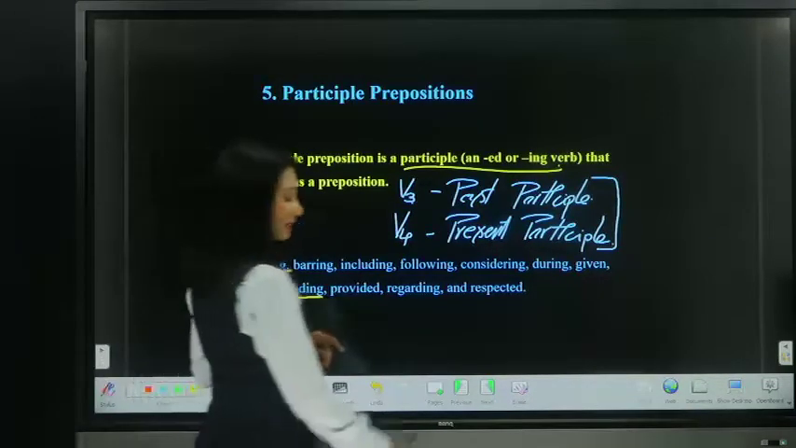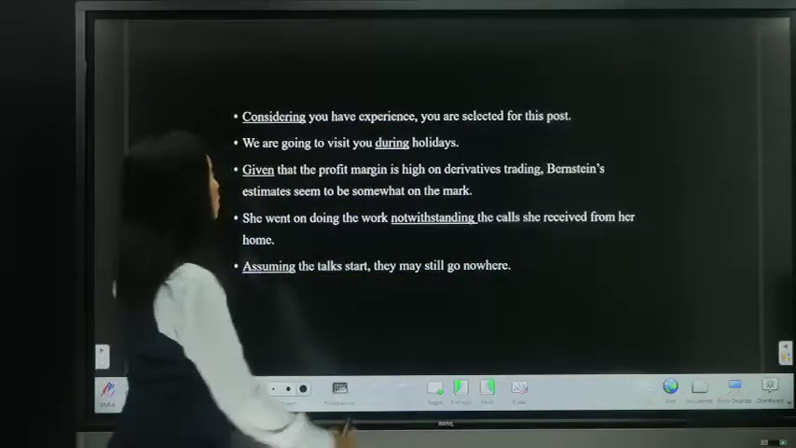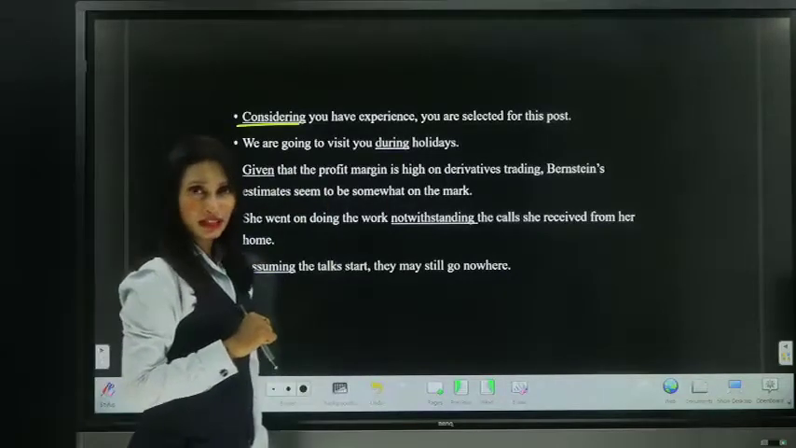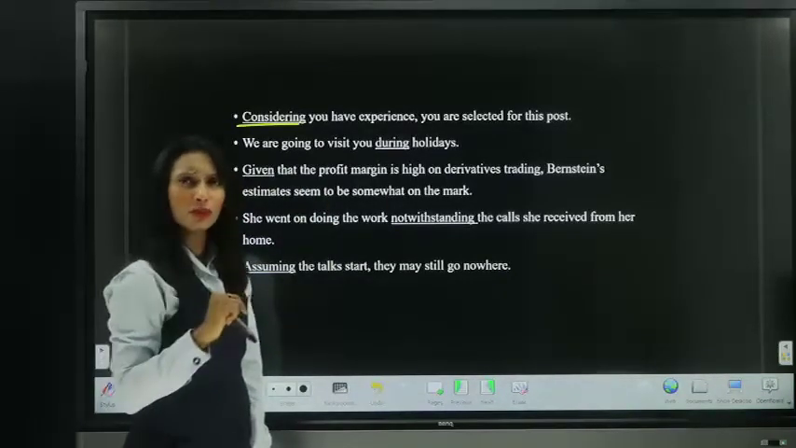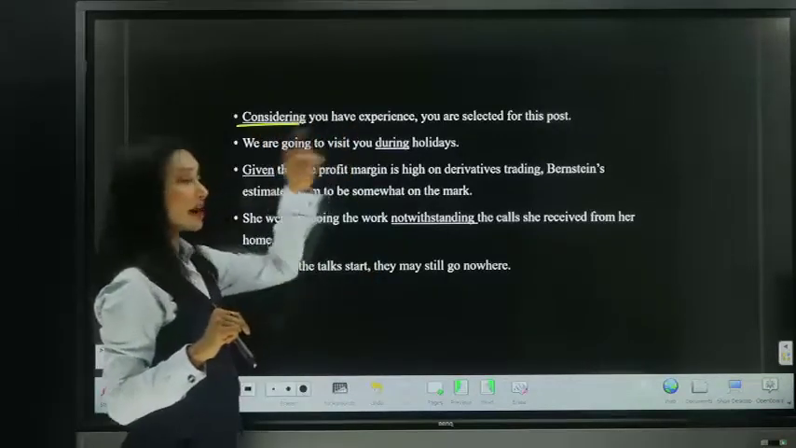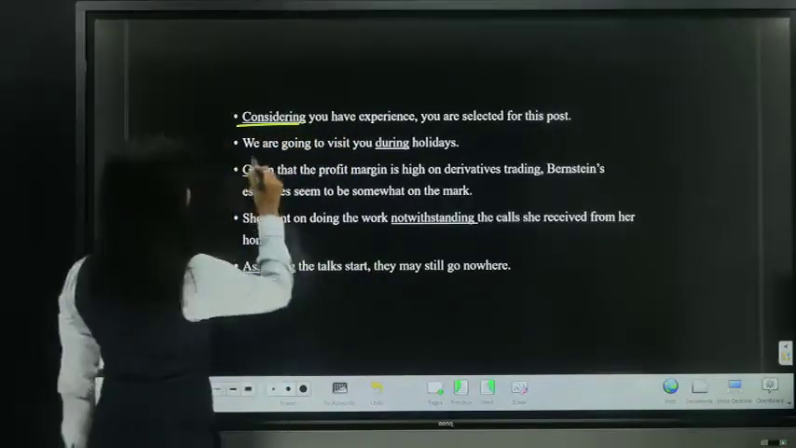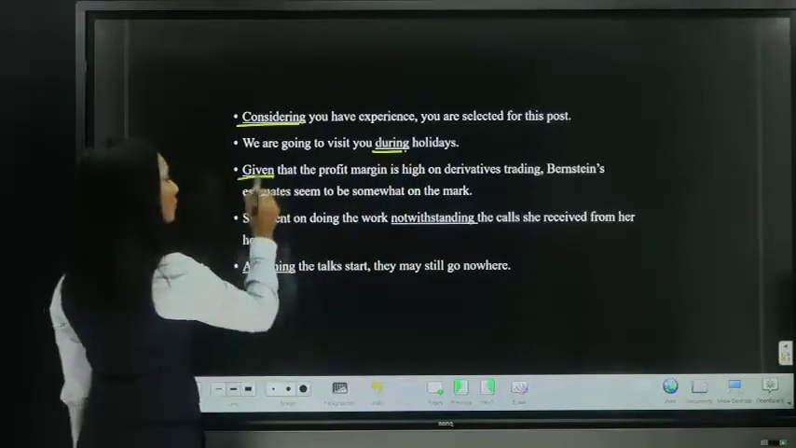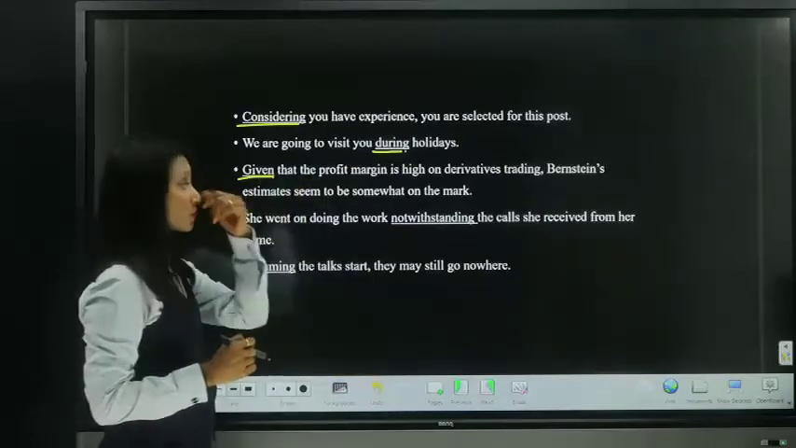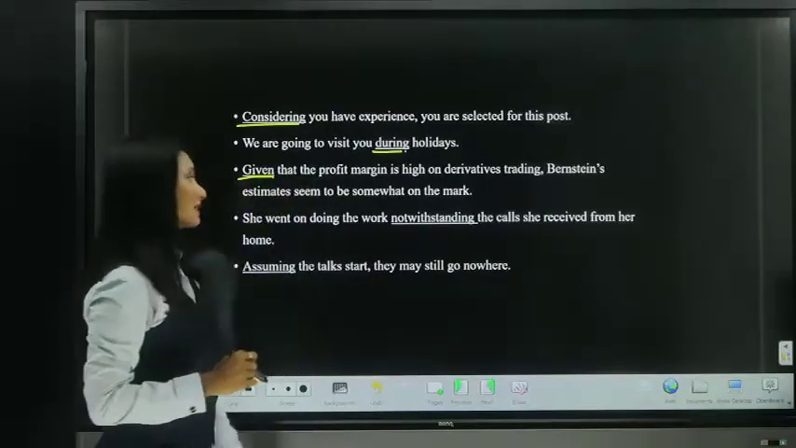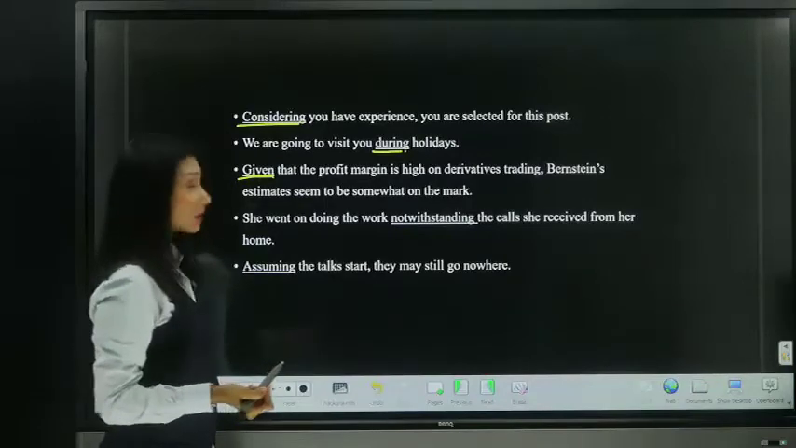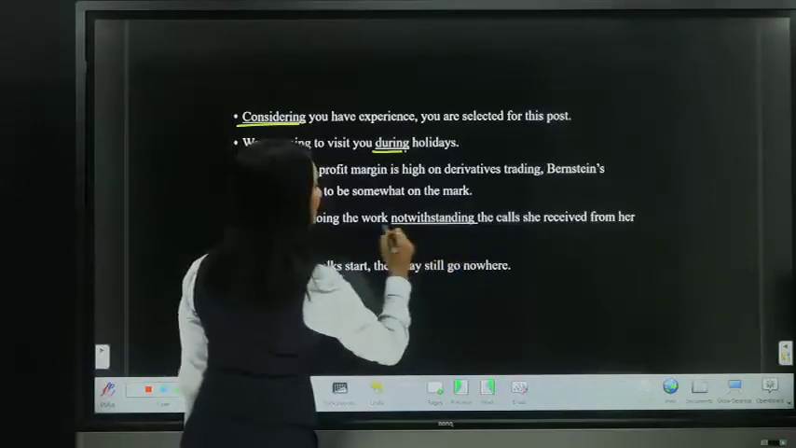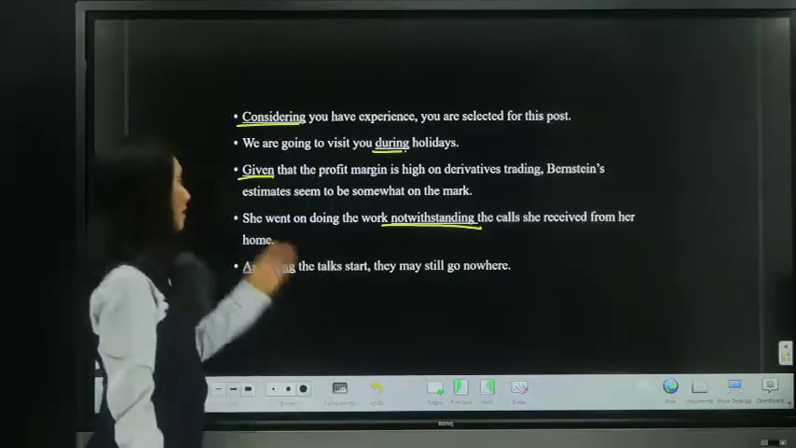How do they act as prepositions in a sentence? Let's see some examples. Considering you have experience, you are selected for this post. That means we selected you for this post. Why? Considering you have experience. We are going to visit you during holidays. Given that the profit margin is high on derivatives trading, Brenston's estimate seems to be somewhat on the mark. Given that she went on doing her work notwithstanding the calls she received from her house.